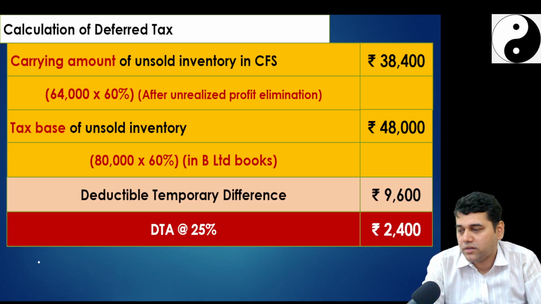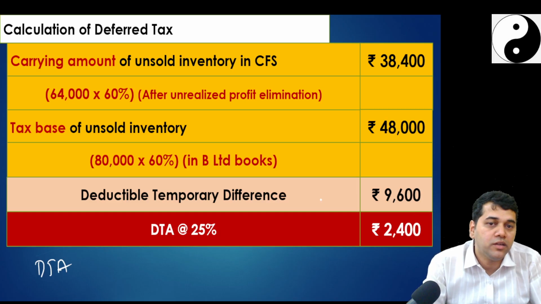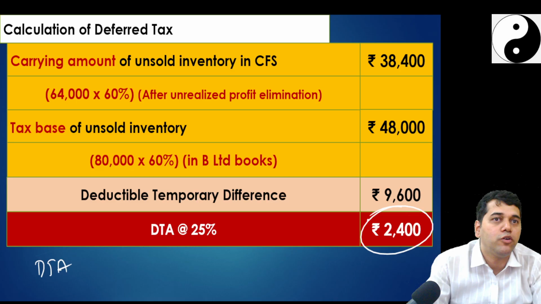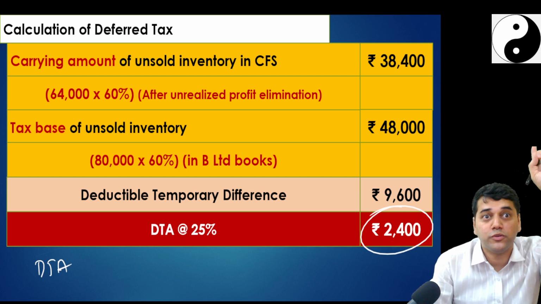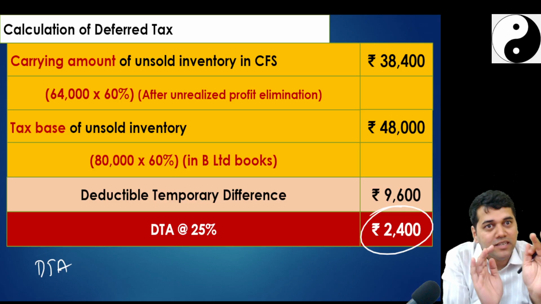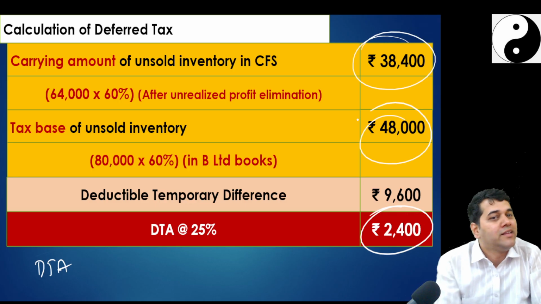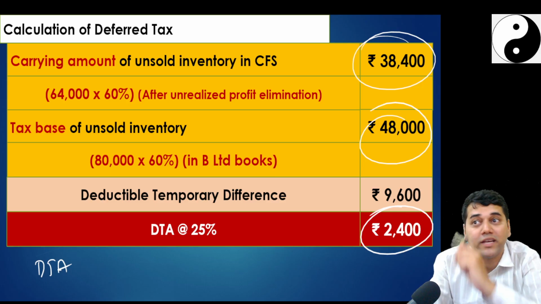The moment you sell this to a third party, the unrealized profit is gone. Next year the inventory will not be there. And when do you think this inventory will be sold? If they think that this inventory is going to be sold after 3 years, that means for the next 3 years in your balance sheet, inventory will be lying at 38,400 in the consolidated, 48,000 in their standalone. That means this deferred tax becomes a non-current asset.